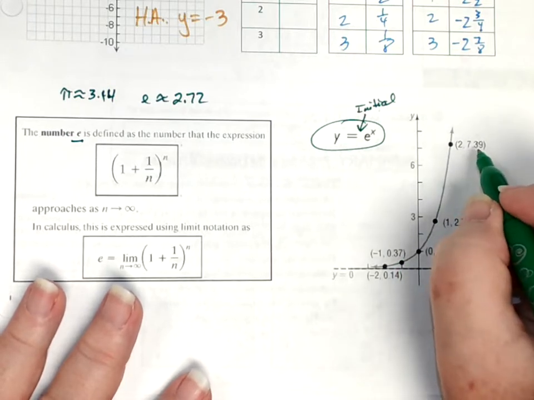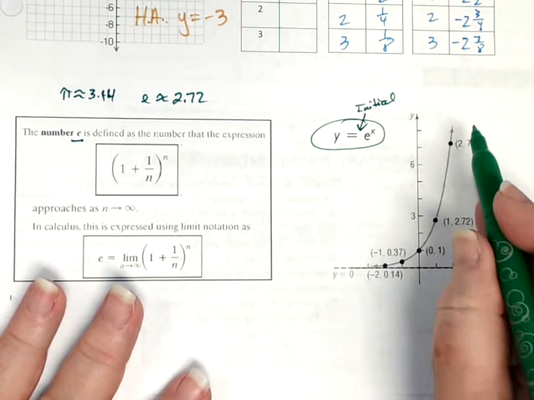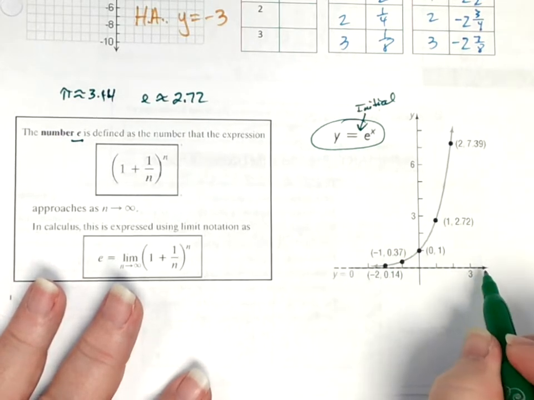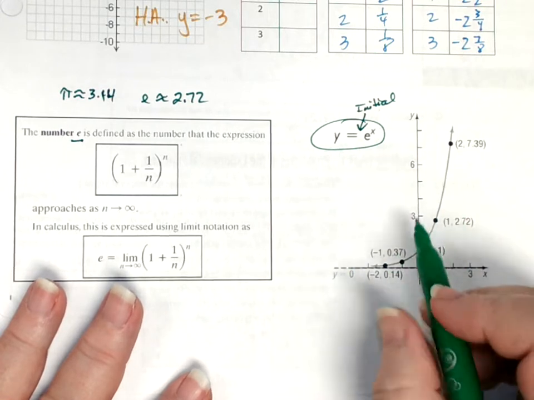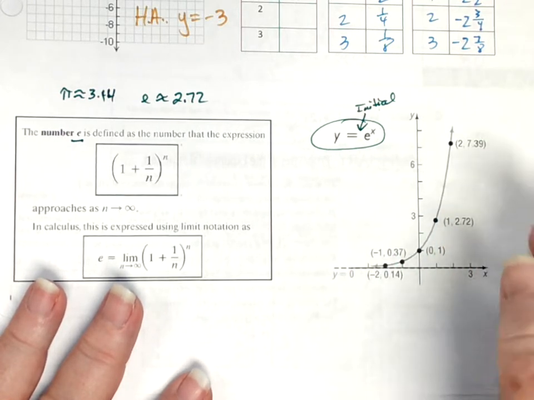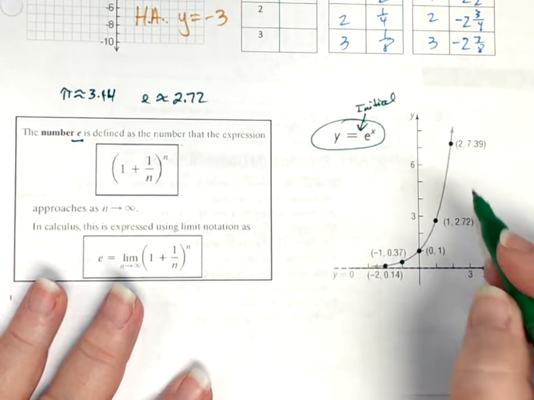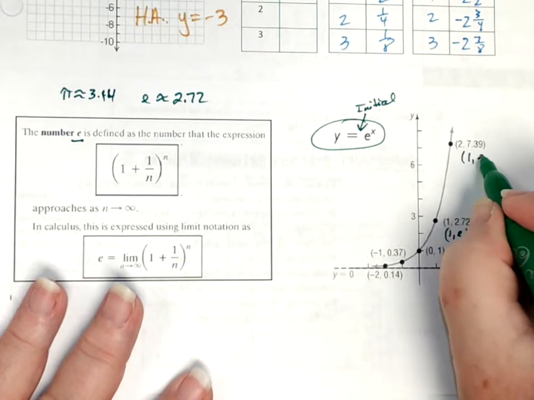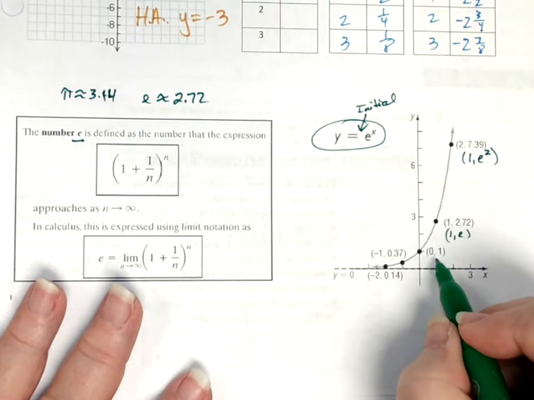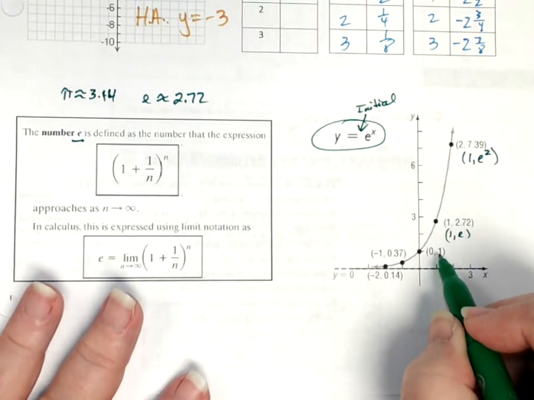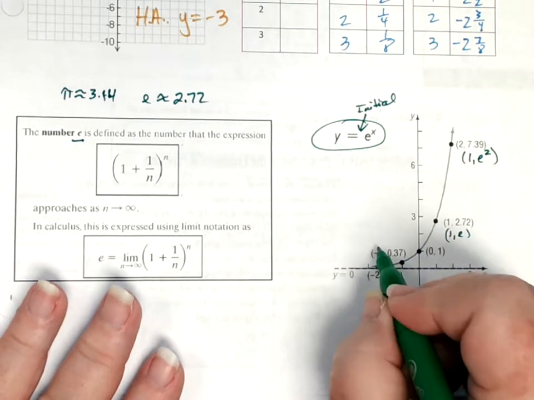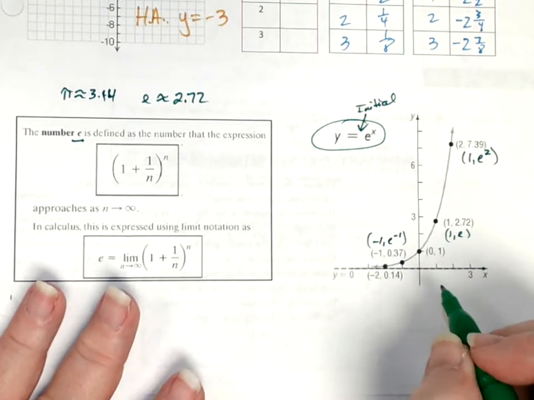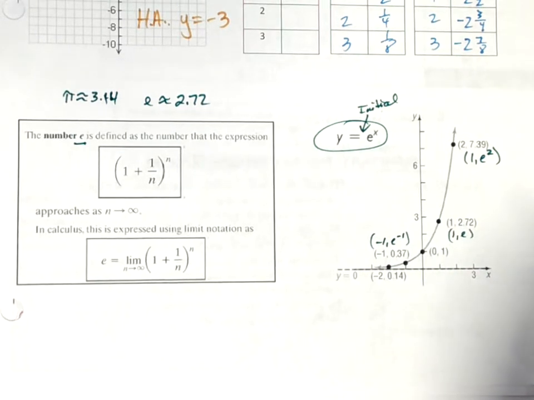This is e squared. But it's still a growth function. If you look at it, it still approaches y equals 0 as x is negative. It approaches infinity as y is positive. It's always increasing. This is 1 comma e. This is 1 comma e squared. This would be 0 comma e to the 0, and e to the 0 is 1. This would be negative 1 comma e to the negative 1, or 1 over e. So it's still a growth factor function.